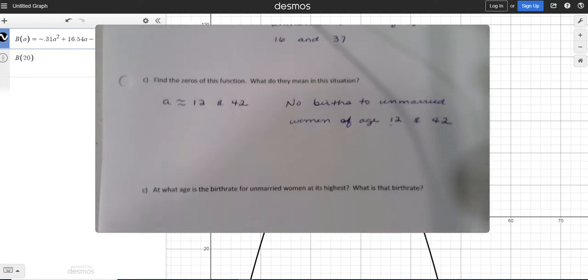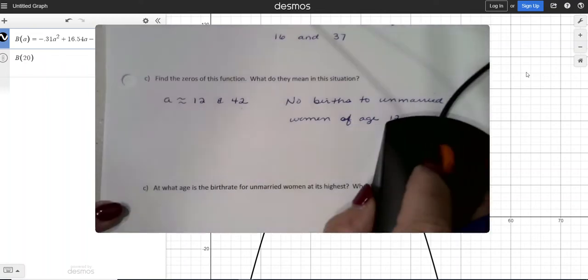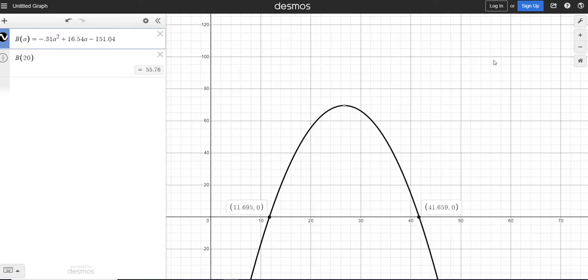All right, and then the last question. At what age is the birth rate for unmarried women at its highest? And what is that birth rate? So highest, as soon as I see that, I'm thinking vertex. My vertex is right there. The vertex is 26.7, 69.6, roughly.